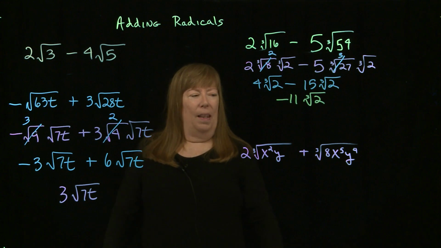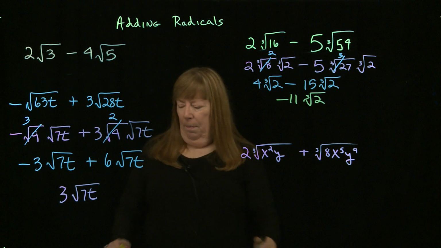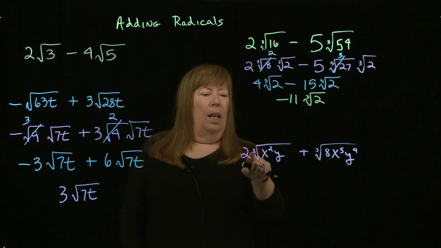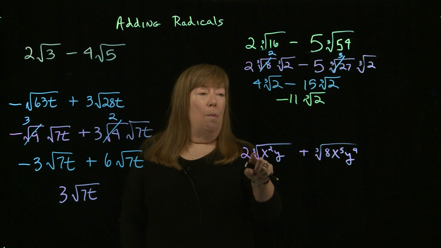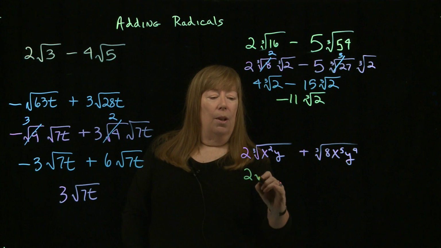Good. One more. All right, look at this guy. Same story, playing the same game. This is a cube root, this is a square root, and this is a single y. Since these numbers are smaller than that one, there's no chance of simplifying that. I'm just going to go ahead and rewrite it.